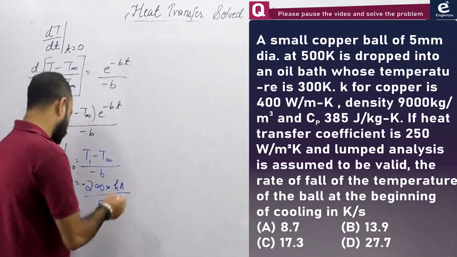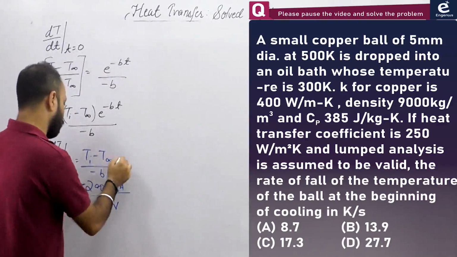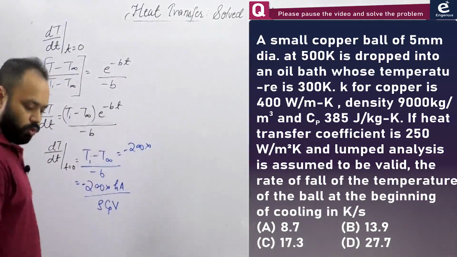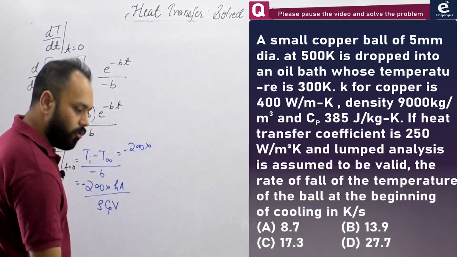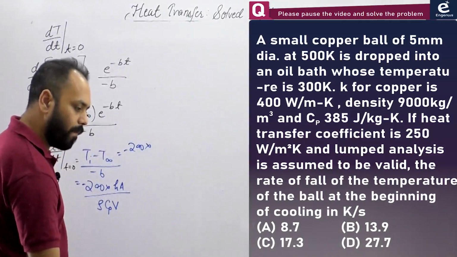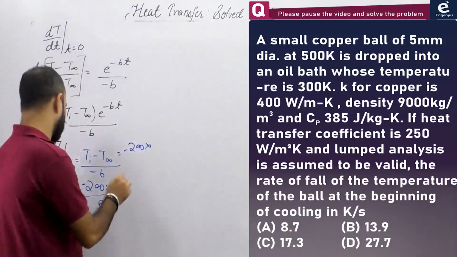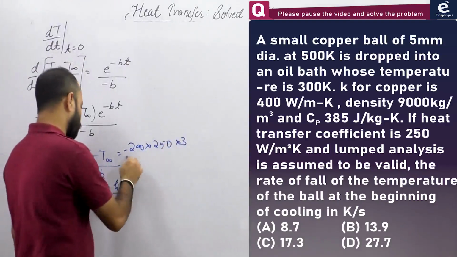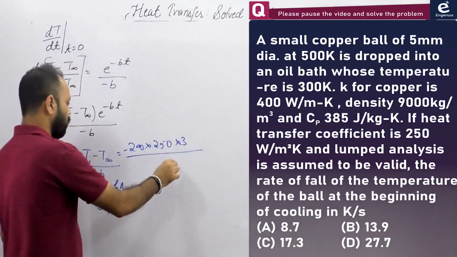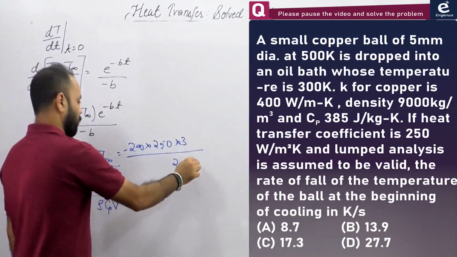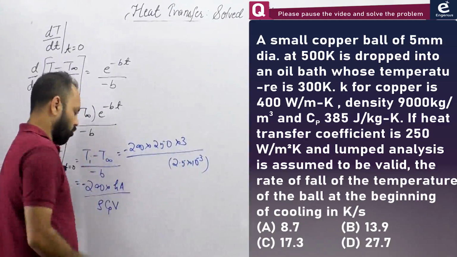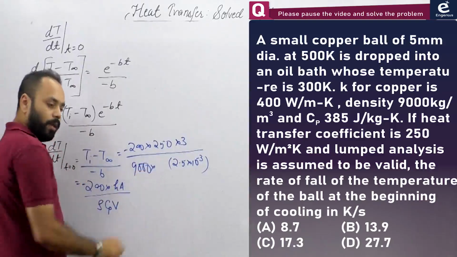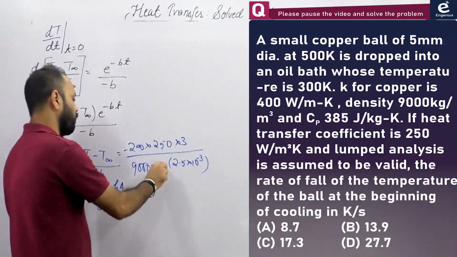Okay, so if you see these values, you can put the values as minus 200 into h. The value of h, let me check. This is the value of h, 250. So that is 250. Into area by volume, which will be 3 by r, and what is r? 2.5 into 10 to the power minus 3, that was the value of r. Volume by area becomes r by 3, the characteristic dimension. Rho is 9000, and Cp is 385. All the units are fine now.